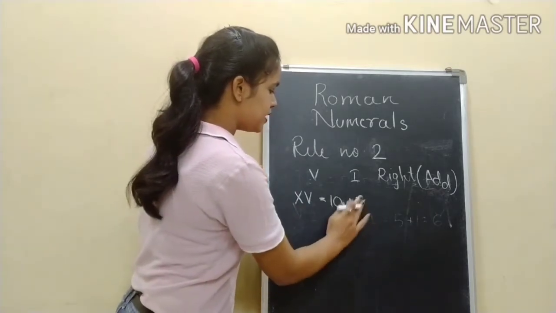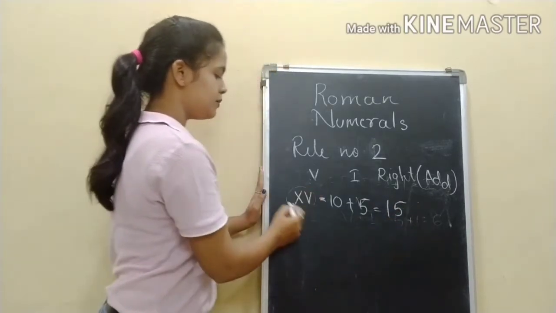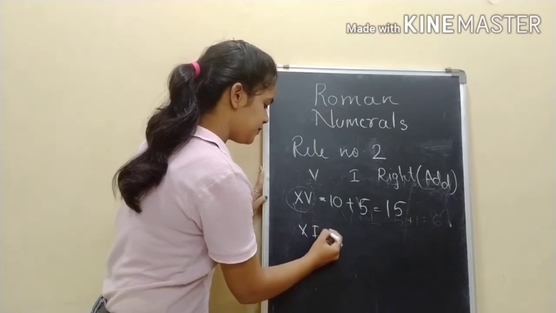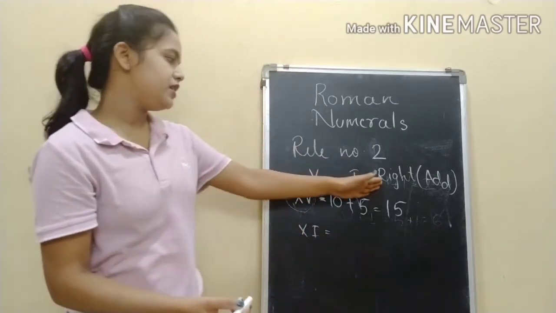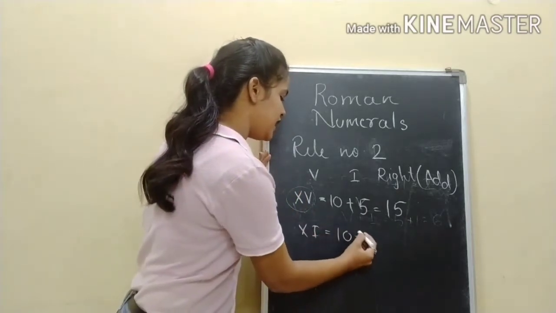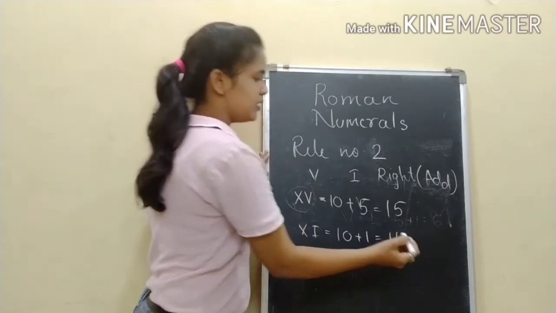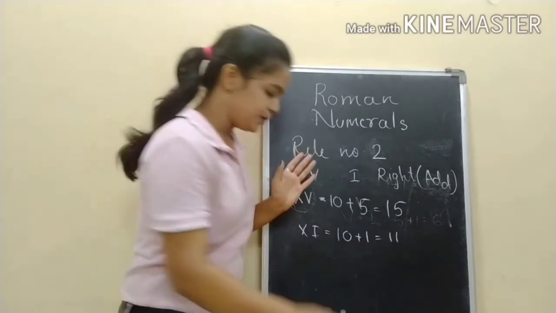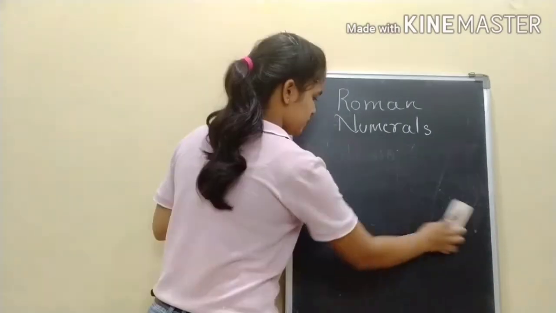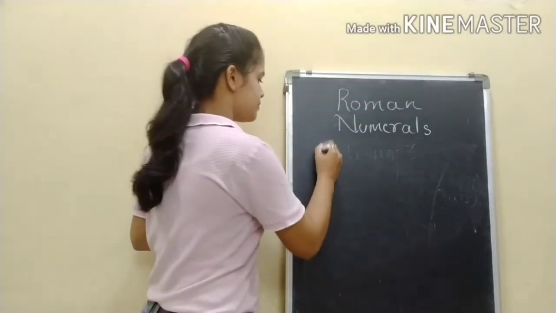That means 10 plus 5. That is 15. So this will be 15. If there is X and I, then the same thing, if it's on the right hand side, we have to add. So we will add the value of I to 10, that is 1. So this will be 11. This was the rule number 2. Let's go for rule number 3.